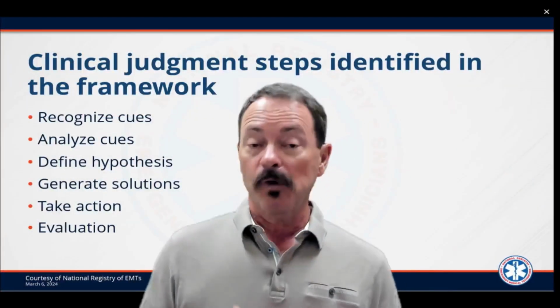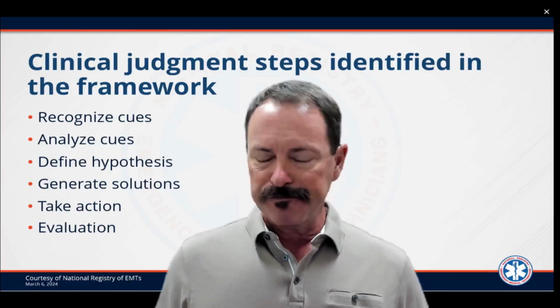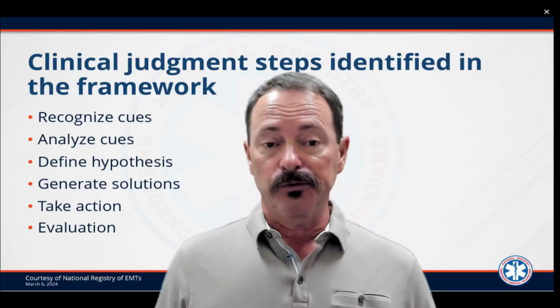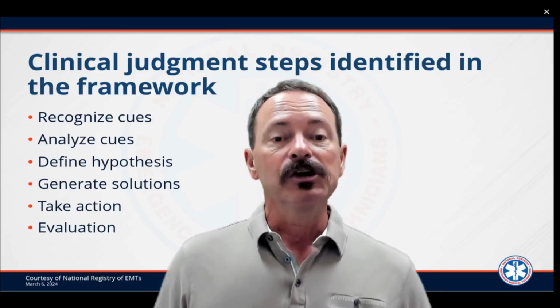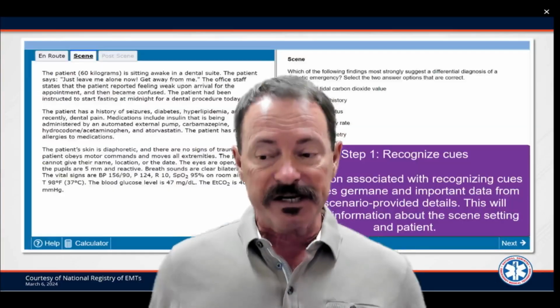Now, before we do all that, let me go back and let's start looking at the possible answers by understanding all of that. Let's go back through those questions really quick. And again, let's look at what we're supposed to be doing. Clinical judgment steps identified in the framework: we're going to recognize the cues, analyze the cues, define the hypothesis, generate solutions, take action, and then evaluation.